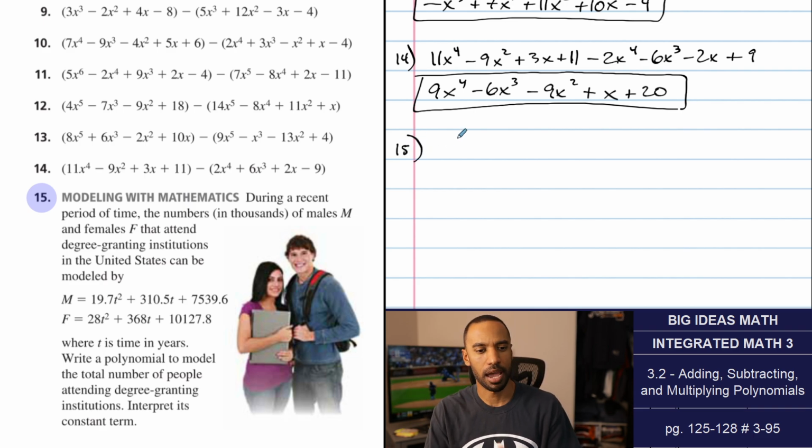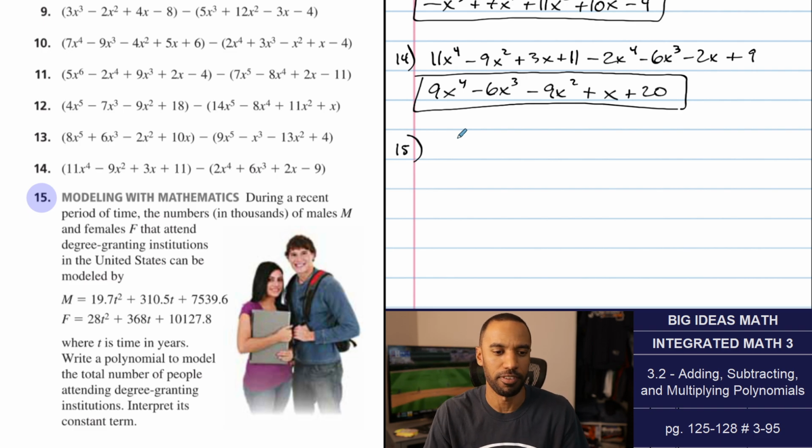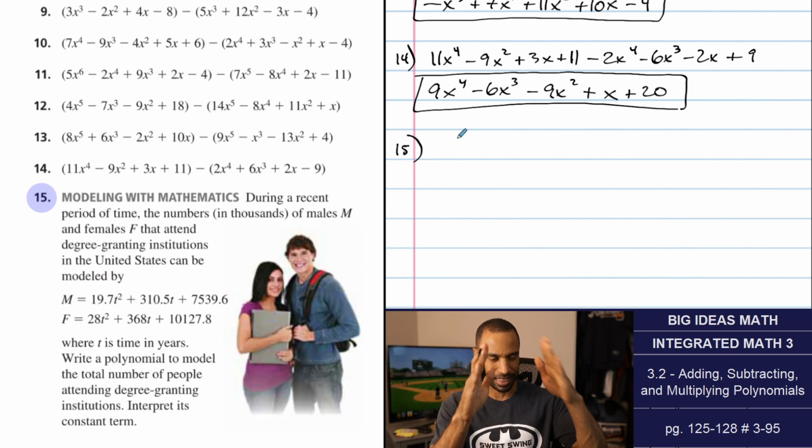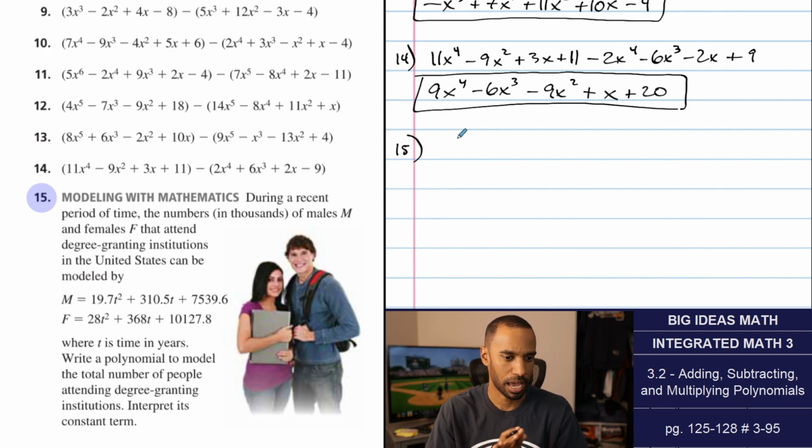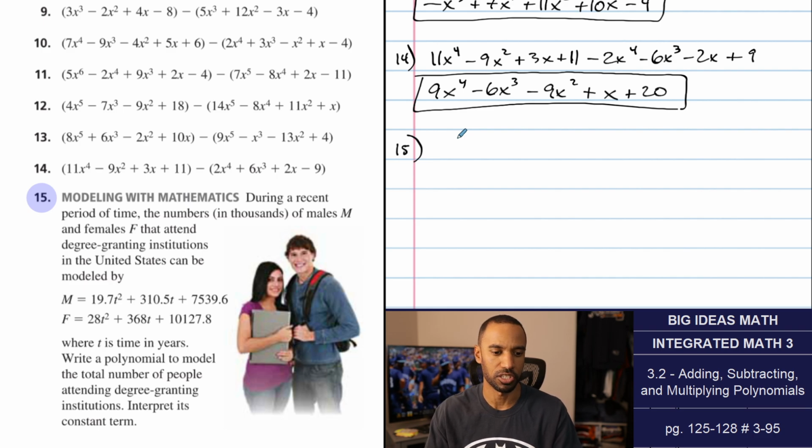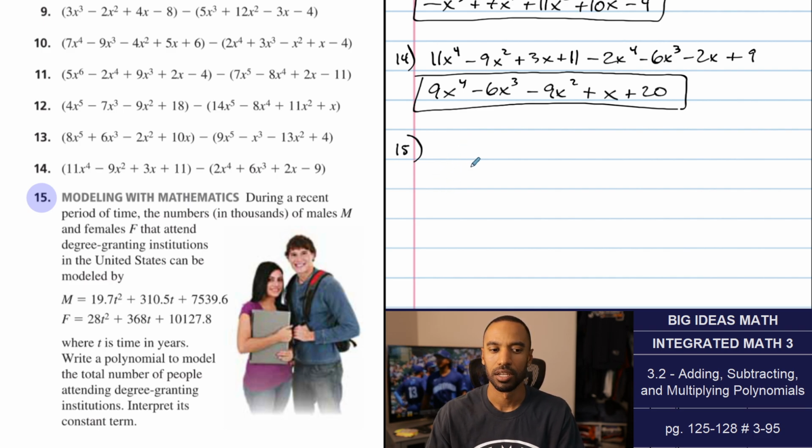During a recent period of time, the numbers in thousands of males M and females F that attend degree-granting institutions within the United States can be modeled by this and that, where T is the time in years. Write a polynomial to model the total number of people attending degree-granting institutions. Interpret its constant term. So we're going to do M plus F, males plus females in this case.